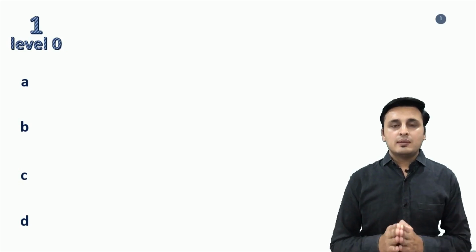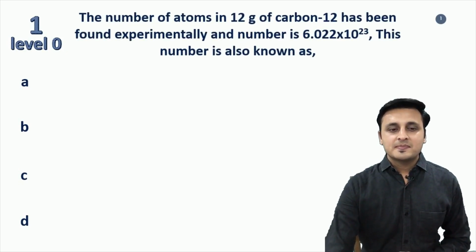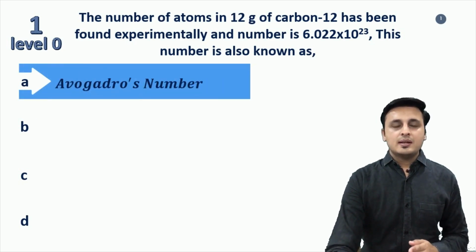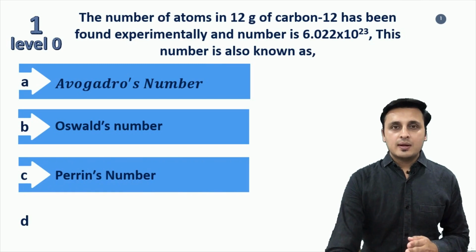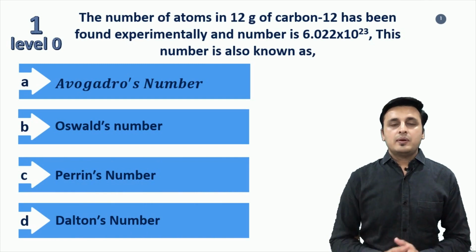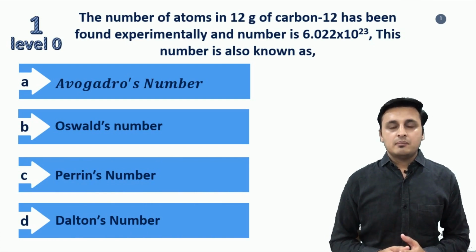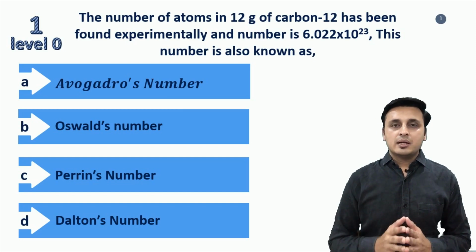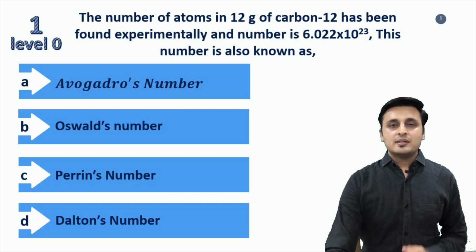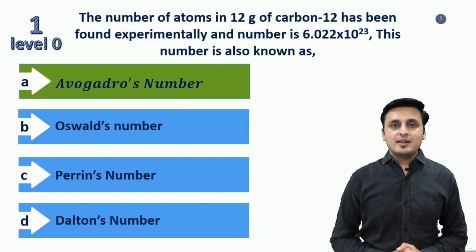The show, question 1, level 0, and the question is: the number of atoms in 12 gram carbon-12 has been found experimentally and the number is 6.022 × 10^23. This number is also known as option A, Avogadro's number, option B, Ostwald's number, option C, Perrin's number, option D, Dalton's number. Dear friends, this number was invented by Perrin, but it is named for Avogadro's great contribution and therefore the number is called Avogadro's number. So the correct answer is Avogadro's number, and option A is the correct answer.